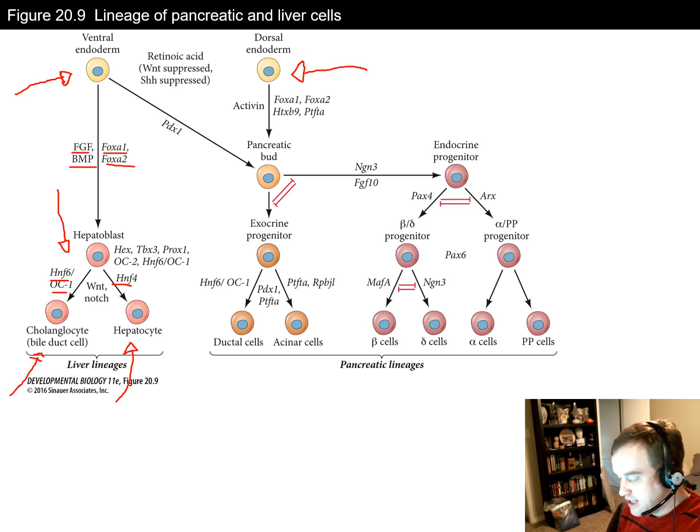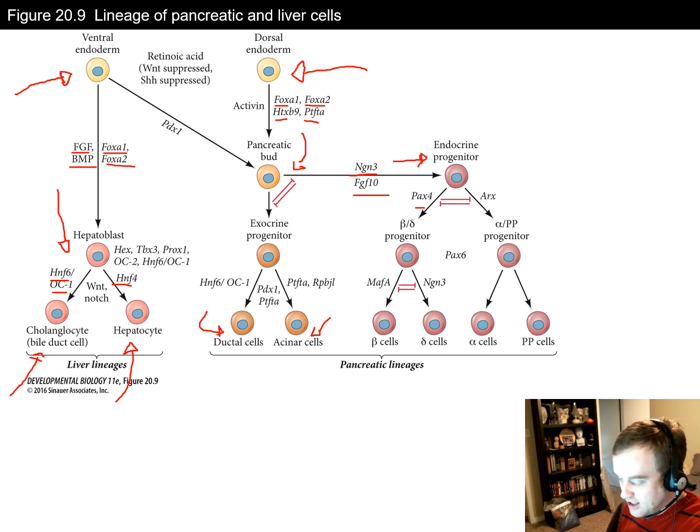And if you are on the other side, away from that cardiac tissue, instead FOXA1, FOXA2, HLXB9, and PTF1A will lead to the formation of pancreatic buds. These pancreatic buds will then form into either exocrine progenitor cells that will lead to the formation of ducts or the acinar cells, or conversely, if you are going to interact with blood vessels, NGN3 and FGF10 will lead to these endocrine progenitor cells.